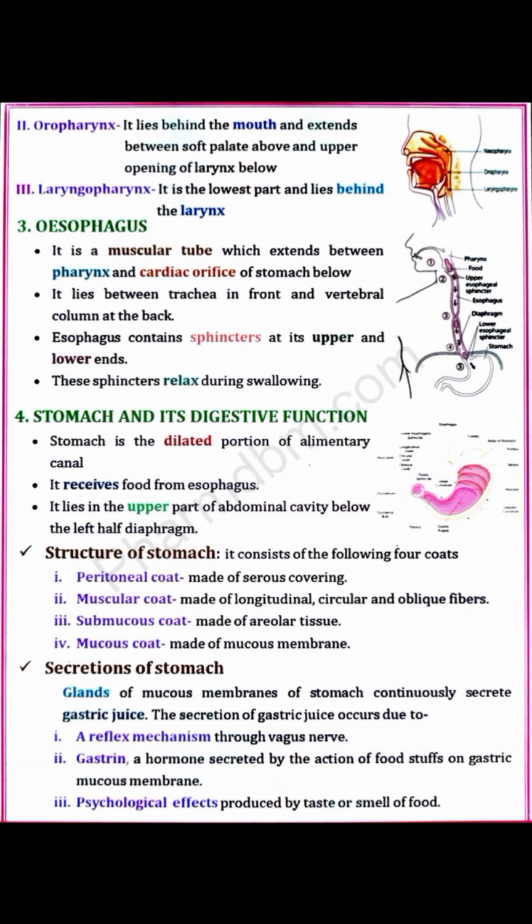Third one, esophagus. It is a muscular tube which extends between the pharynx above and cardiac orifice of stomach below. It lies between the trachea in front and vertebral column at the back. Esophagus contains sphincters at its upper and lower ends. These sphincters relax during swallowing.